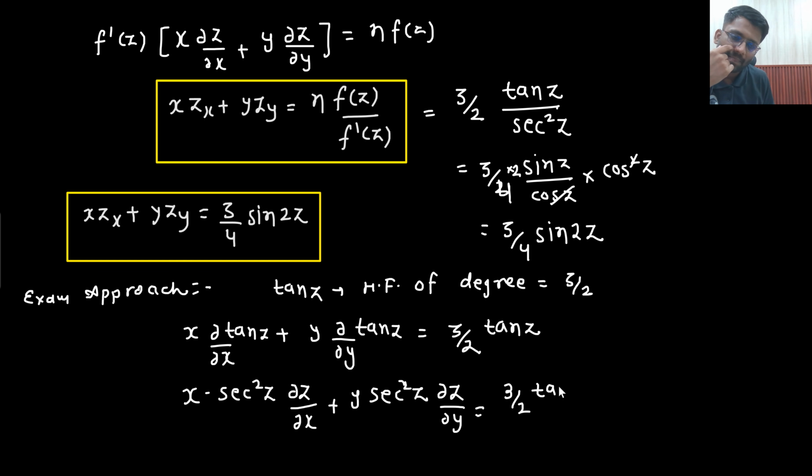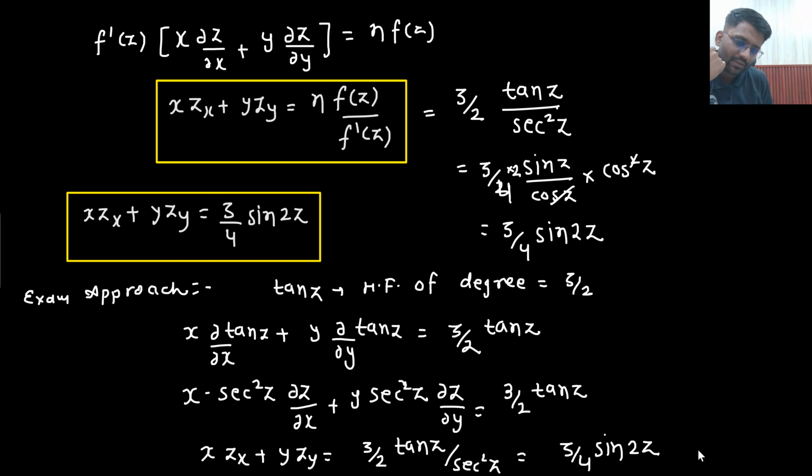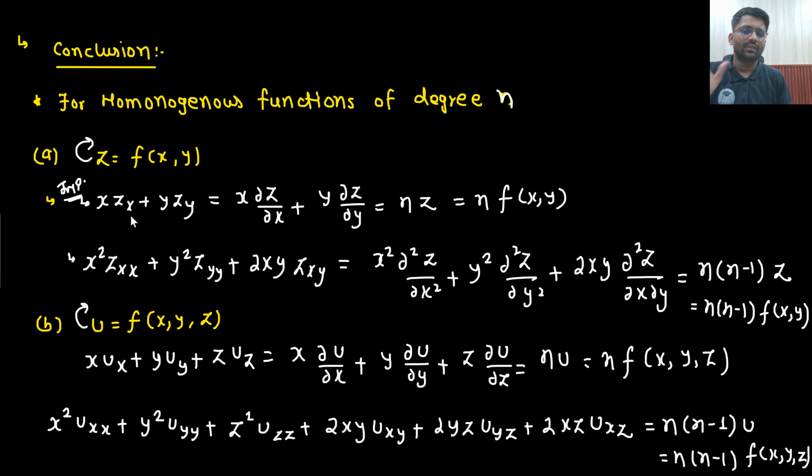So 3 by 2 tan z. So from here I would see that sec square z is coming common, x zx, y zy. So 3 by 2 tan z, and sec square z is common, so divided by sec square z, and when I solve it I will get 3 by 4 sin 2z. This is how I can solve in the examination if I forget everything, because eventually the bottom line is, what is the bottom line? z is a homogeneous function, so x into del by del x of the homogeneous function plus y into del by del y of the homogeneous function will be equal to the degree multiplied with the homogeneous function. That's the theorem. This is what the theorem says.